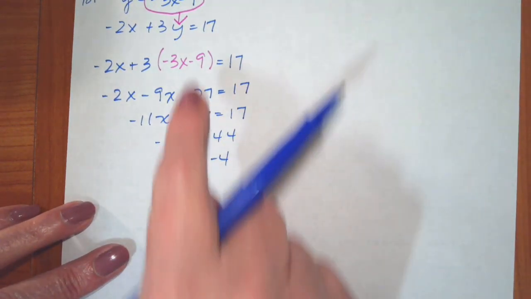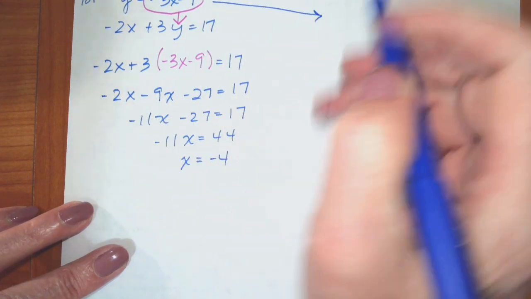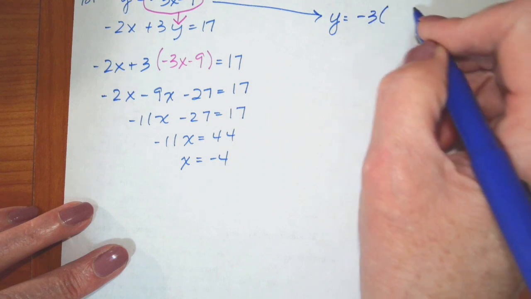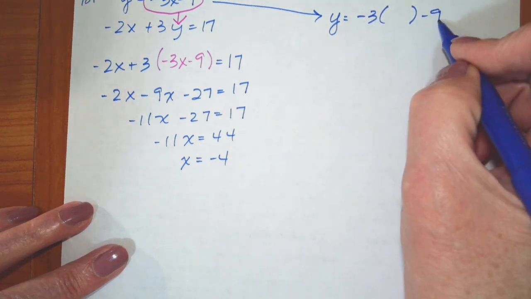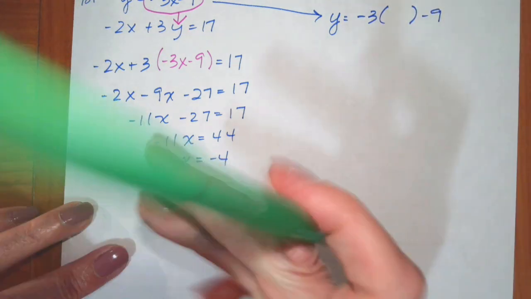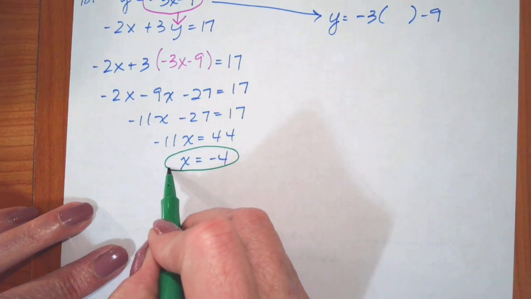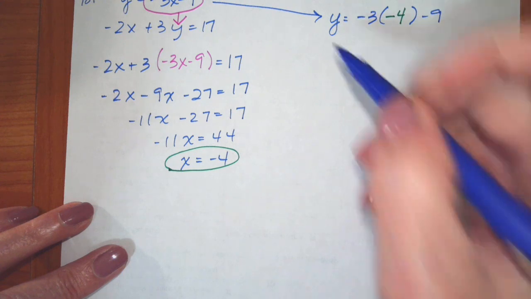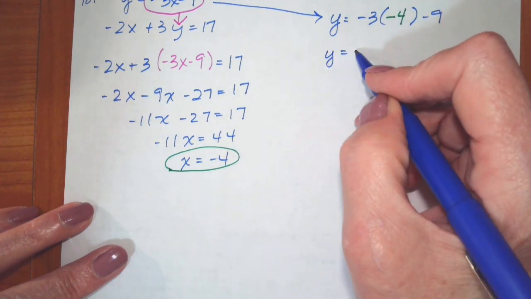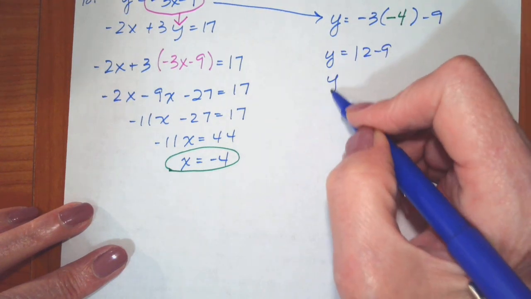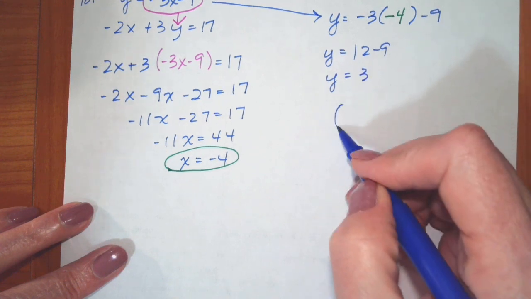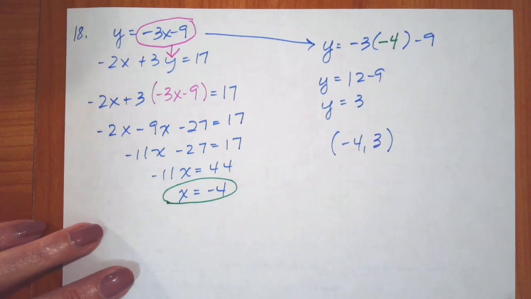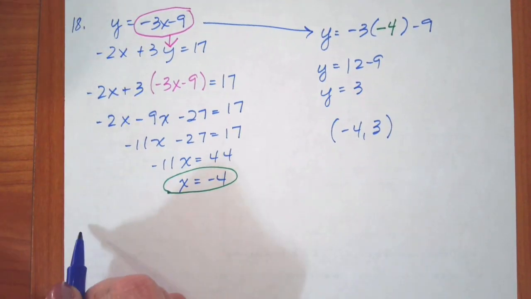Now, I'm going to take this and combine it with this equation. I know that y is equal to negative 3 times my x minus 9. Well, I know x is negative 4. So that gives me y equals 12 minus 9, so y is equal to 3. So my solution is negative 4, 3. If I were graphing, these would intersect at that point.